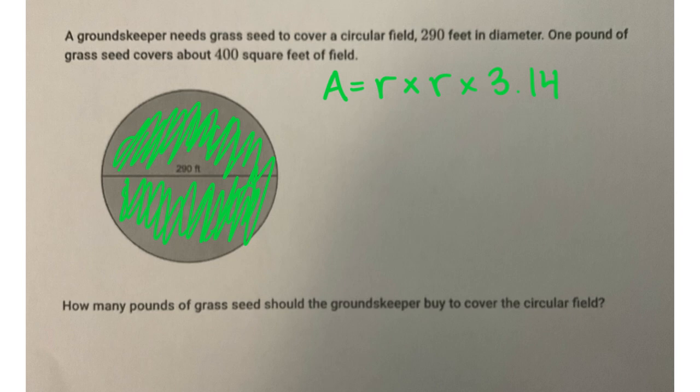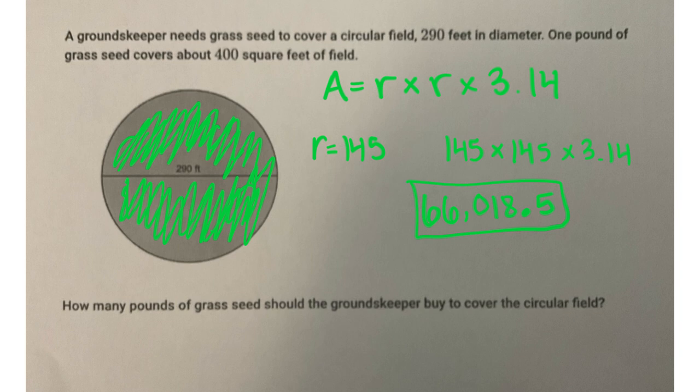So we have radius times radius times 3.14. The only problem is they don't give us the radius, they give us the diameter. So what we need to do is we need to take our diameter and divide it by 2, and that is going to give us our radius is 145. So now we find the area. It's 145 times 145 times 3.14. And if we calculate that out, we get 66,018.5.